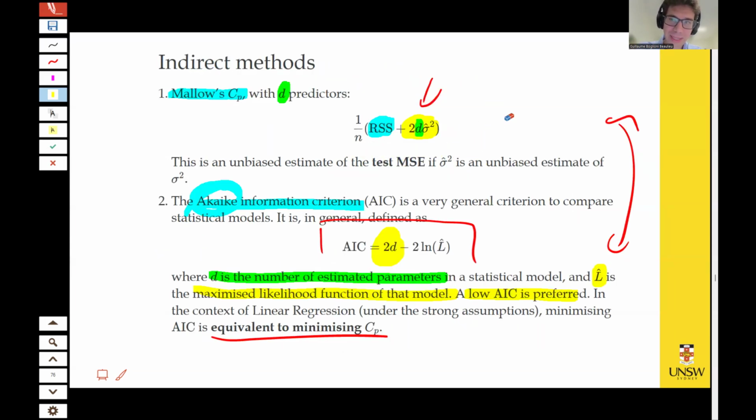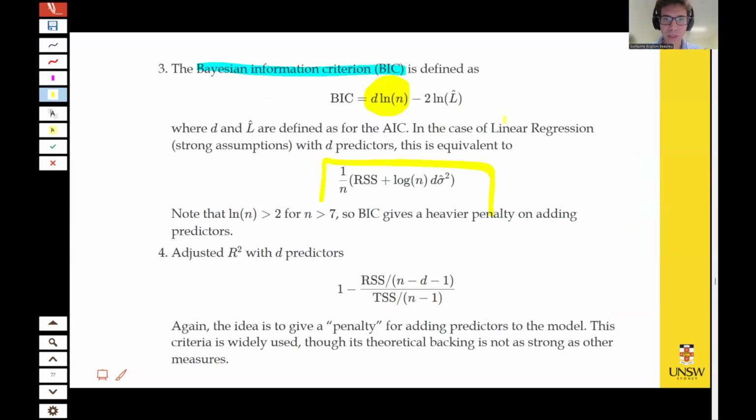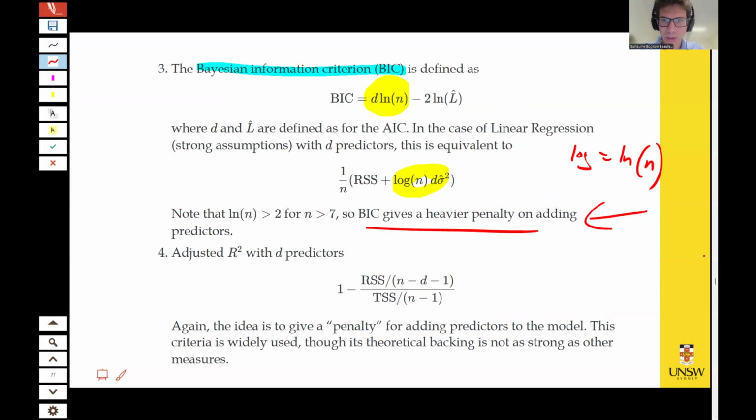It is the RSS plus the penalty term, here log of n. My apologies for the slight change in notation: log of n should be viewed as the same thing as ln of n. It is the natural logarithm. Hopefully you forgive me. And this is the comment I told you already, that yes, BIC gives a heavier penalty on adding predictors in the model.